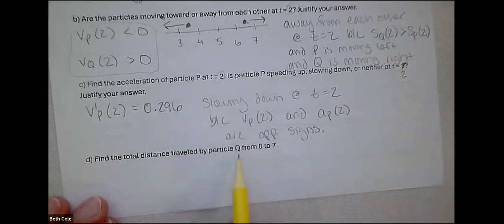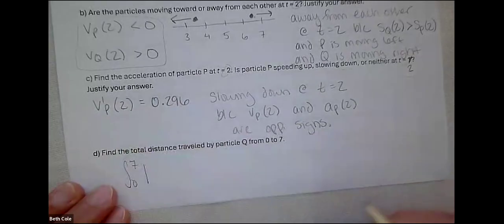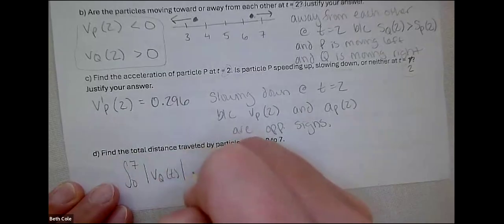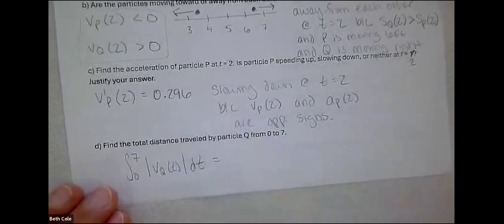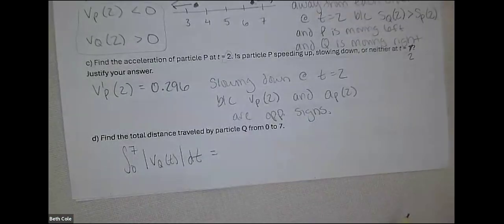All right, find total distance traveled for particle Q from 0 to 7. So total distance means that you need an absolute value of your velocity. So I'm going to do the setup. I believe it's 1 point for the setup and then 1 point for typing it in the calculator. So let me share my screen. Go back to the calculator one more time. And I think here I can go back.